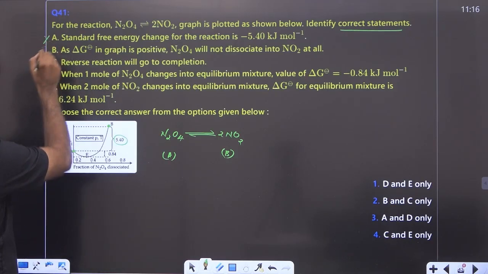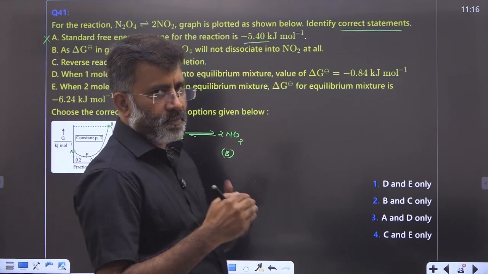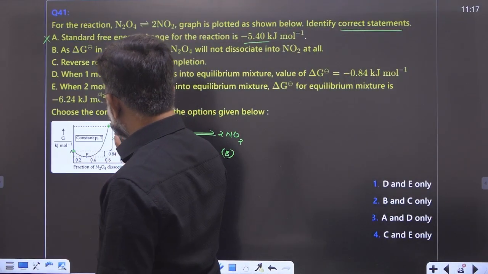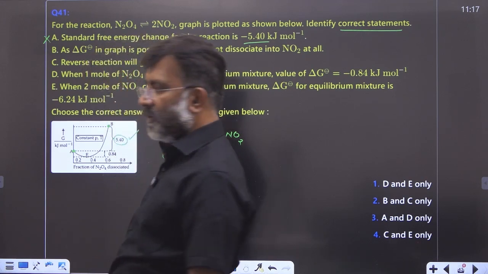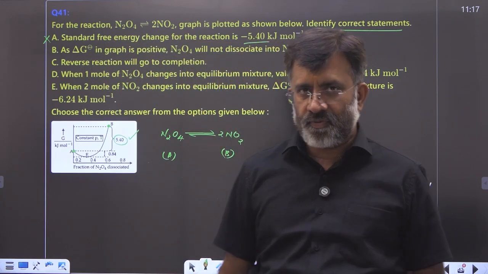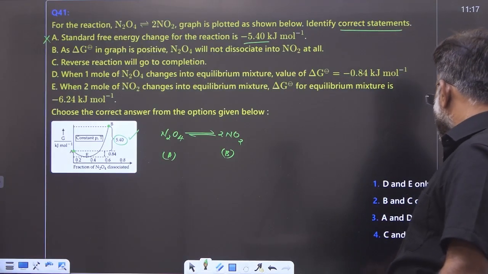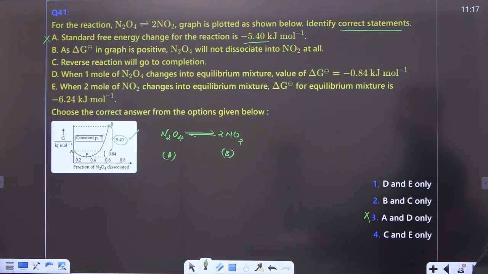A statement is wrong. It is not minus 5.4, it is plus 5.4. You see this? This is A and this is B. Look at the difference, A to B. It is plus 5.4, not minus 5.4. So A statement is wrong. Third statement is out.